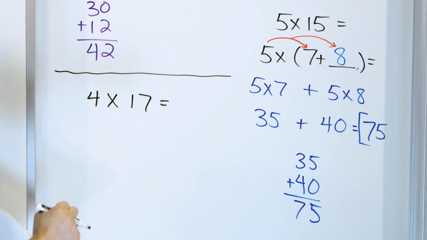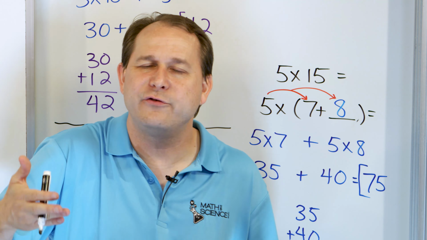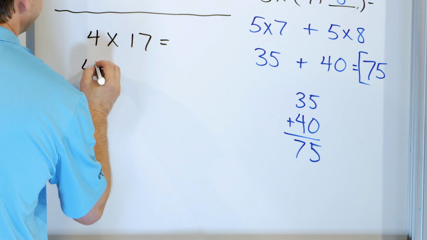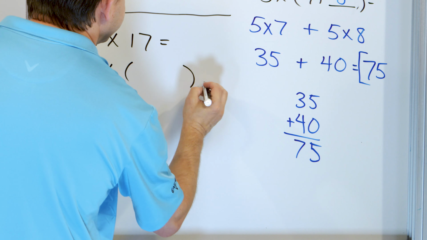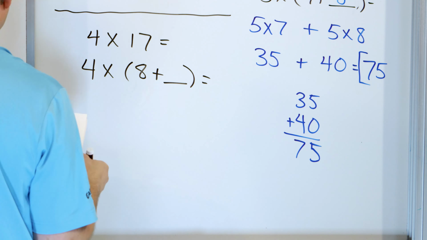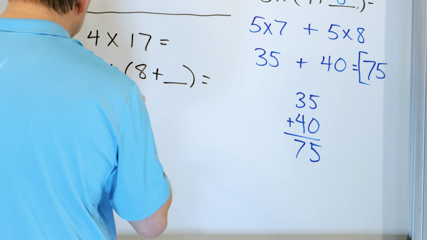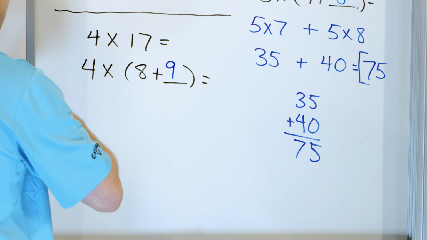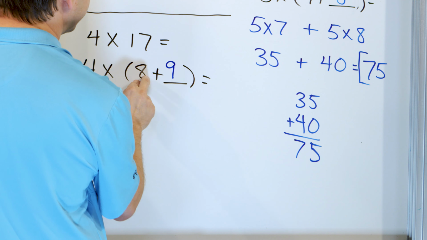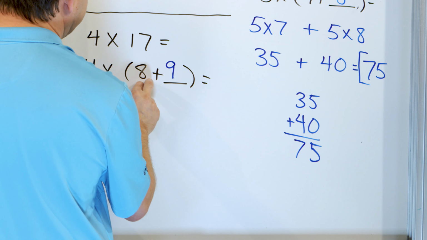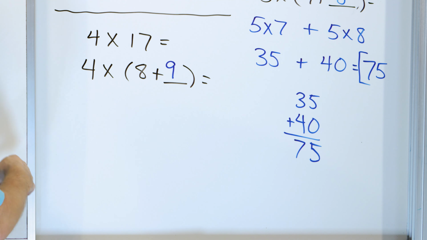Well, I don't know what 4 times 17 is because it's too large of a number for multiplication tables. So I'll break this 17 up. In this case, let's break it up to 8 plus some number in the blank. What number goes in the blank? The only number that makes sense in the blank is a 9, because 9 plus 8 is 17. If it were 10 plus 8, it would be 18. But since 9 plus 8, it's got to be 17. So we know that that works.